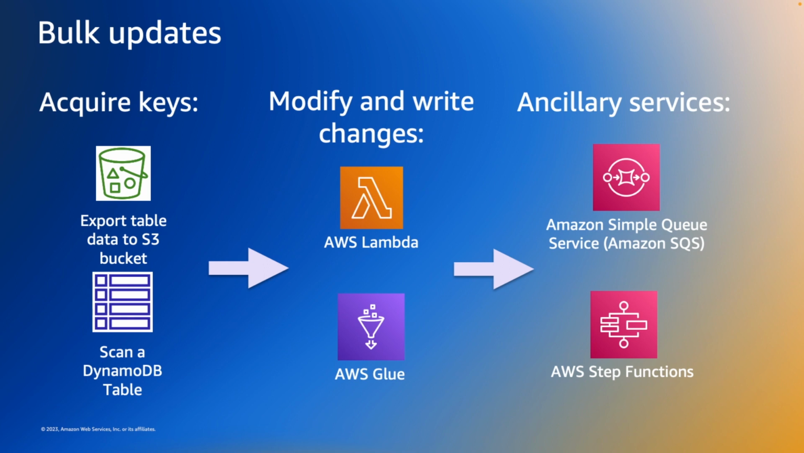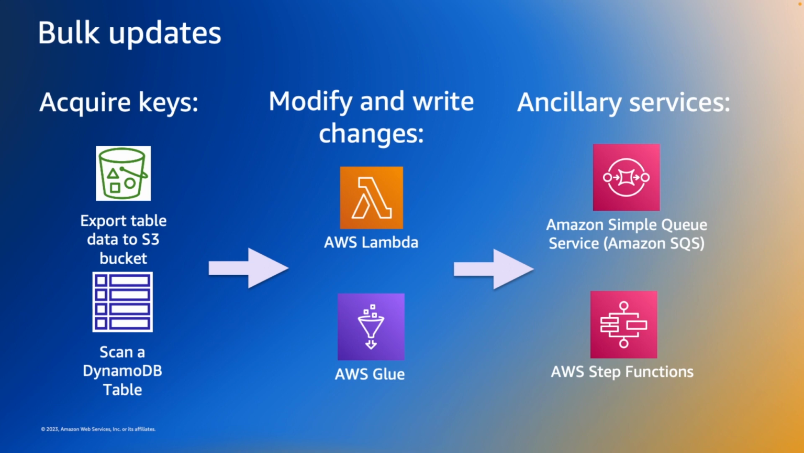So let's say you need to backfill a GSI attribute because you just added a new GSI. Maybe you need to remove PII information. Data is all of a sudden secret. You need to remove like first name, last name. Maybe you need to add a TTL attribute. What are some ways that you can go about this process?